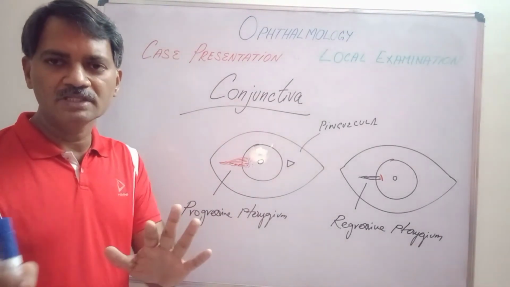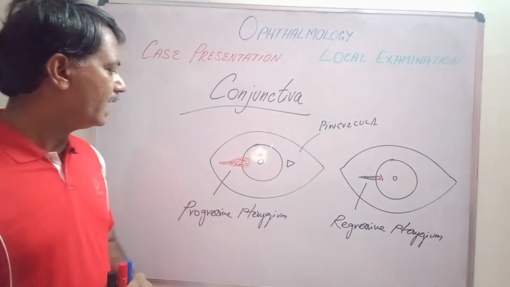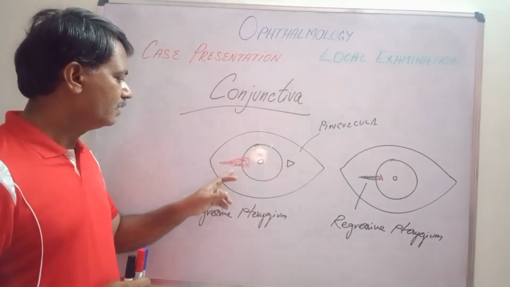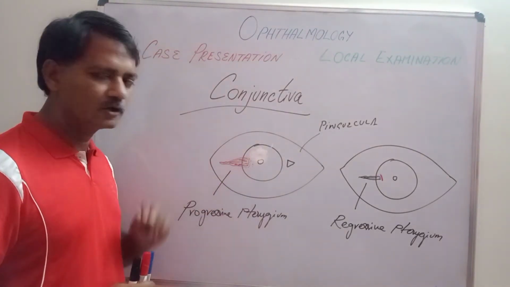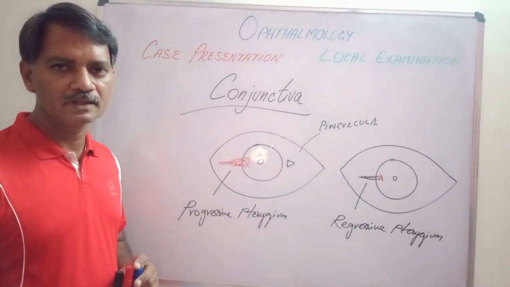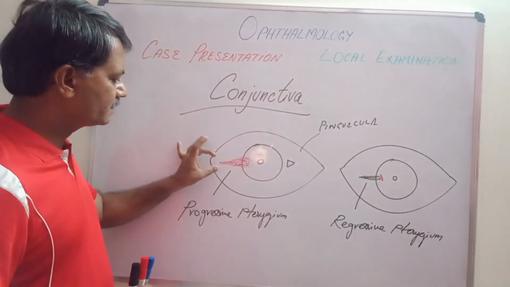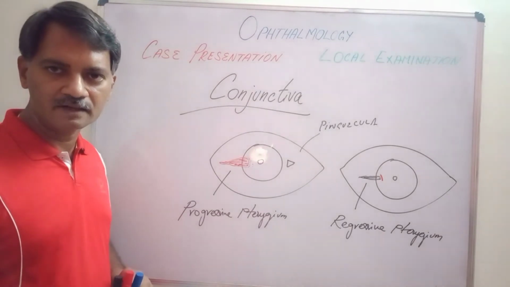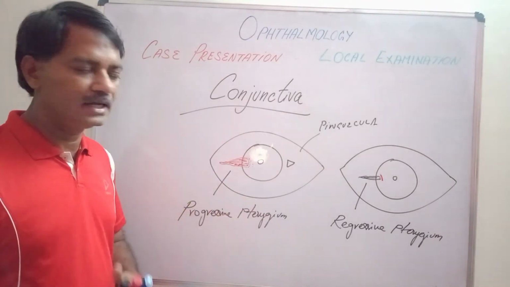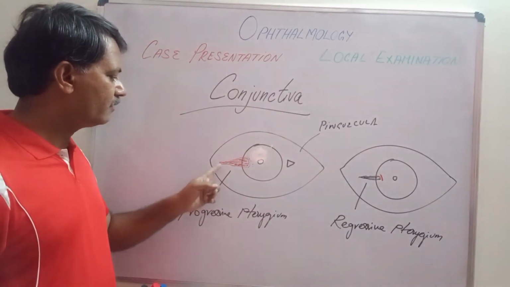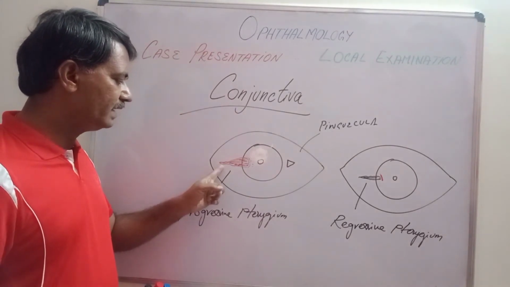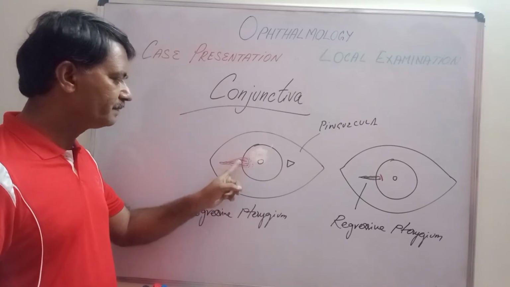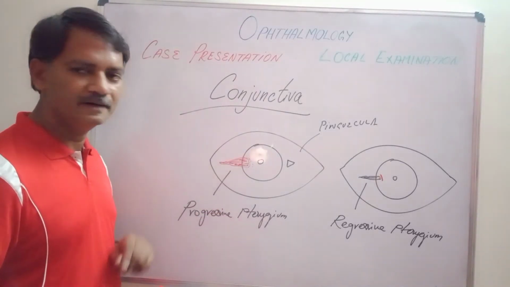Pterygium is also due to the same etiology I have told, and it is a wing-shaped growth of conjunctiva which may or may not encroach into the cornea. So if it is a progressive pterygium, it will look pinkish or reddish in color, which is highly vascularized, and it will have parts, that is, it will have a tail, a body, a neck which overlaps the limbus, and a head.